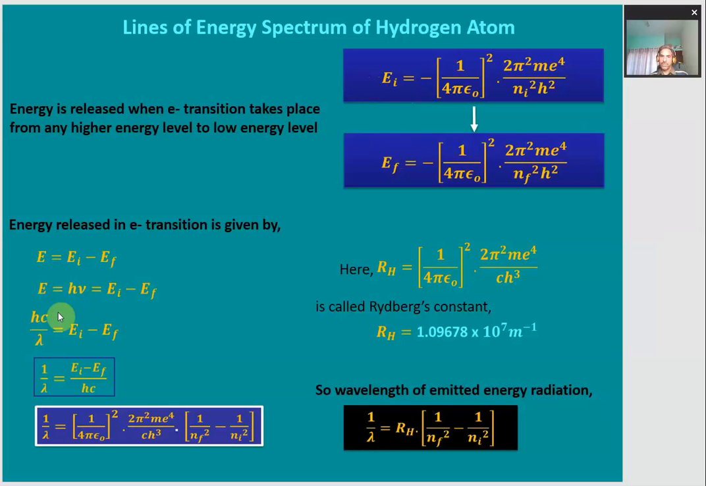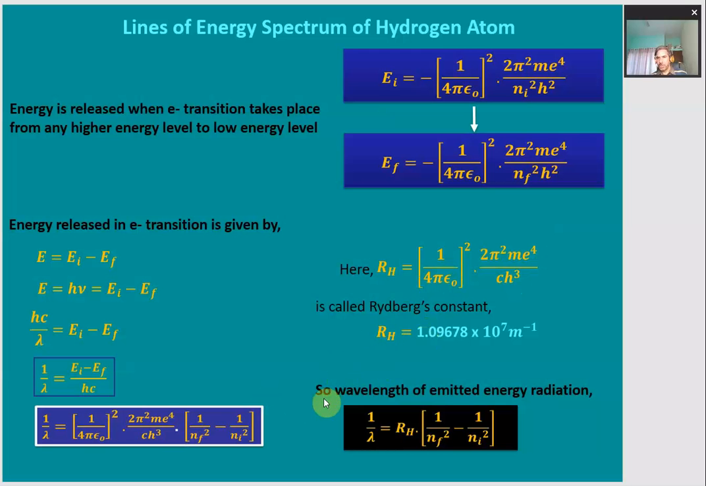So therefore from here we get the expression for the wavelength of the energy or radiation which is released during the transition of electron in case of hydrogen atom. On substituting these values of EI and EF from these two equations, we can get this formula. So what we see here is that this is something which is common and constant. This constant is called Rydberg's constant, and its value on substituting all these constants is calculated to be 1.09678 into 10 to the power 7 per meter. So in place of this lengthy expression, we can simply write RH.